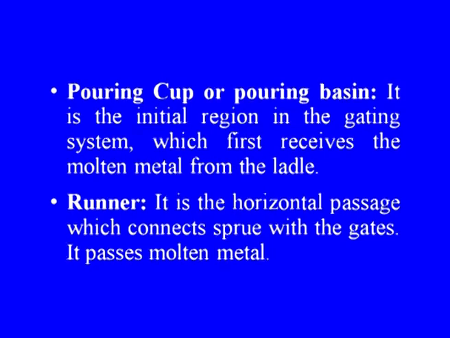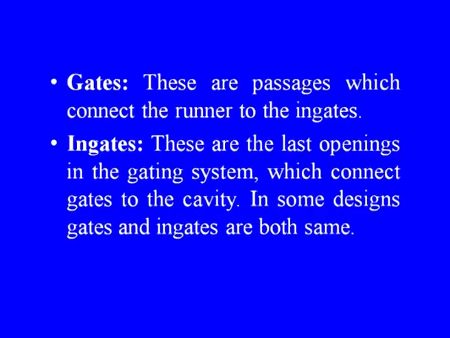Next is the pouring cup or pouring basin. This we have seen in the figure also just now. It is the initial region in the gating system which first receives the molten metal from the ladle and allows it to move through. Then the runner is the horizontal passage which connects the sprue with the gate. It passes molten metal to the subsequent sections. Then gates are passages which connect the runner to the ingates. Ingates are the last openings in the gating system which connect the gate to the cavity. In some designs, gate and ingate are the same.